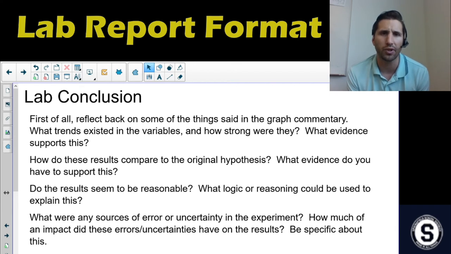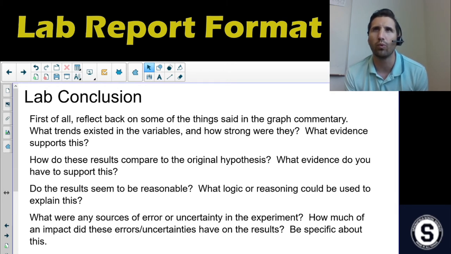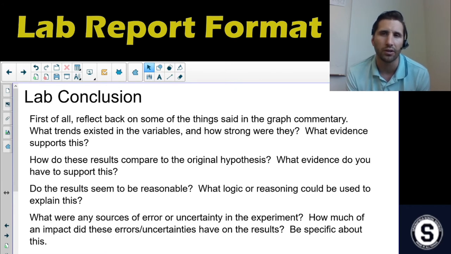Next would be, how do these results compare to the original hypothesis? And what evidence do you have to support this? When you talked about what you thought was going to happen, what sort of relationship we might have seen, is that what happened? Or is it something different? And what evidence do you have to show that? Do the results seem to be reasonable? And what logic or reasoning could be used to explain that? And what were any sources of error or uncertainty in the experiment? And how much of an impact did they have on the results? Try to be specific about this.